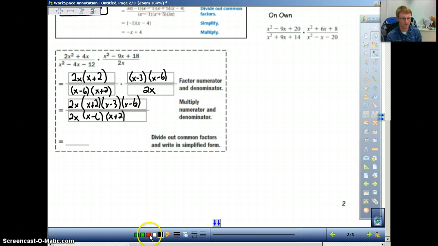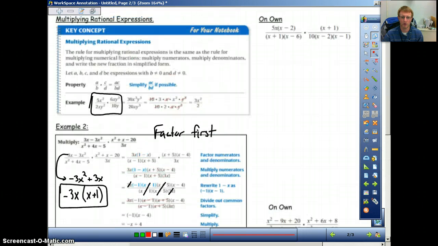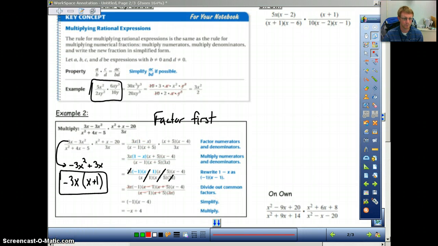And then what I do is I cancel out what we can. The 2x's cancel out, the x plus 2 cancels out, and the x minus 6 cancels out. The only thing we are left with is x minus 3. Okay, so again, factor first, then combine everything, all the top on top, all the bottom on bottom, and then cancel out what you can, and whatever you're left over with is your answer. So go ahead and hit pause, do these two problems on your own, and hit play when you're ready.